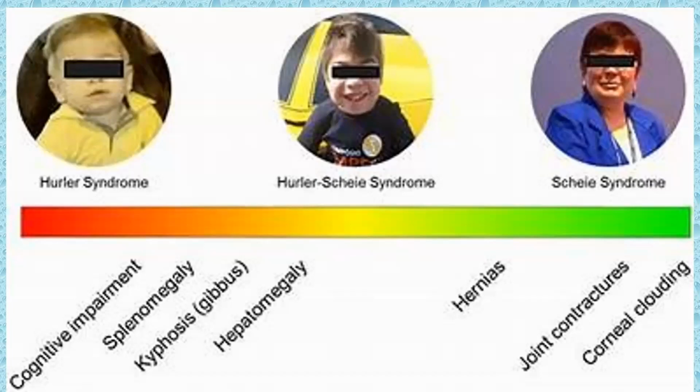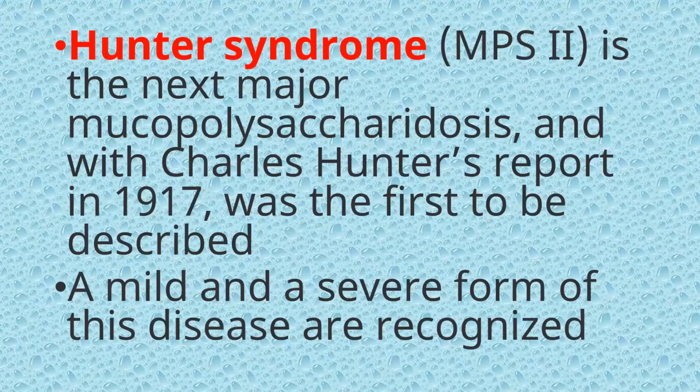Hunter syndrome, which is mucopolysaccharidosis II, is the next major form, and Charles Hunter, who reported it in 1917, was the first to describe it. A mild and a severe form of this disease are recognized.